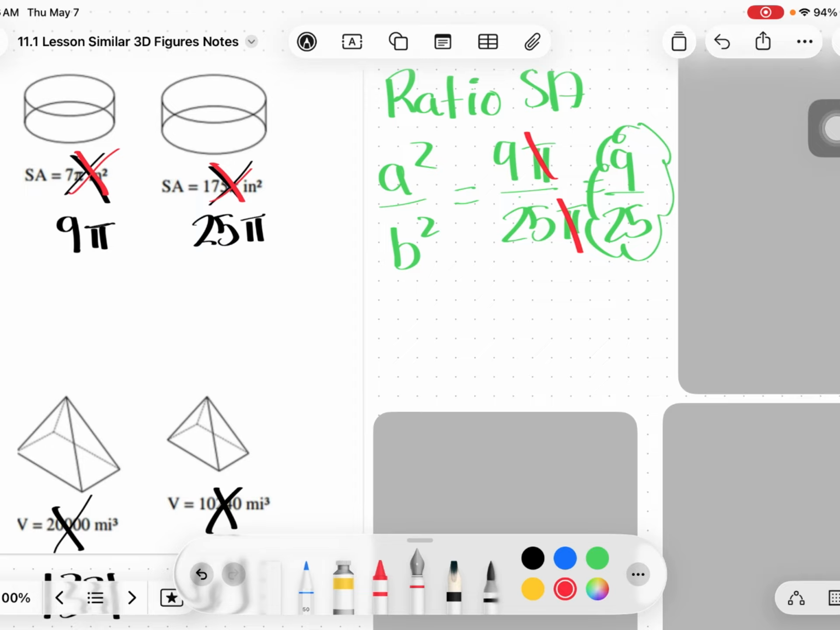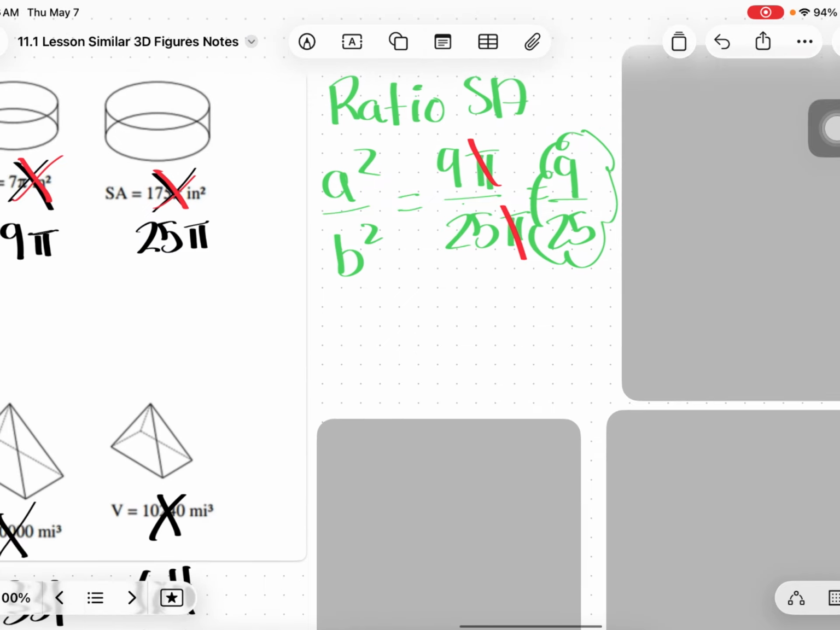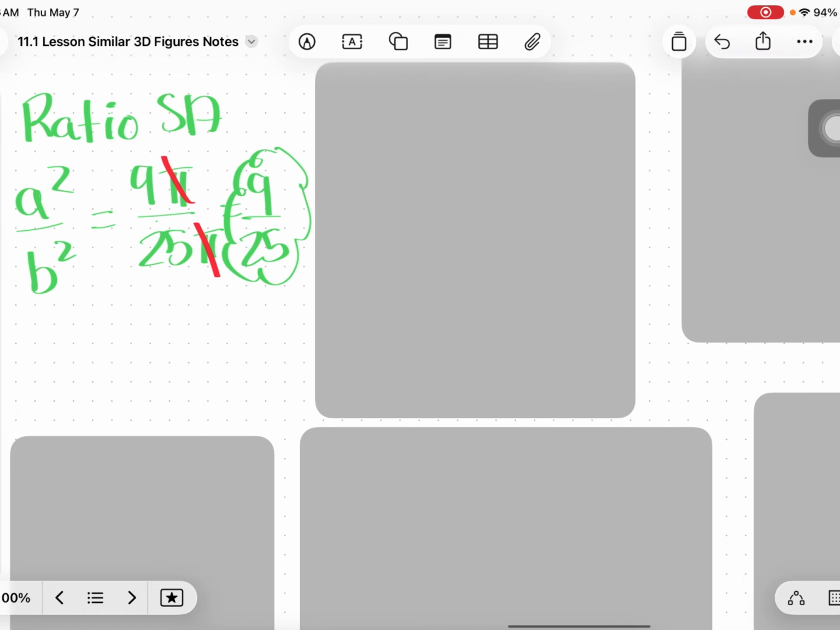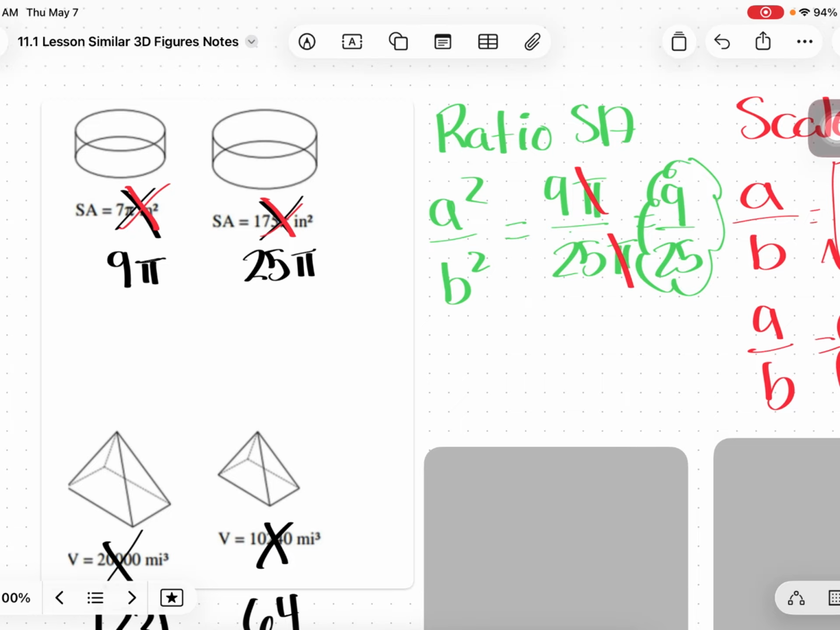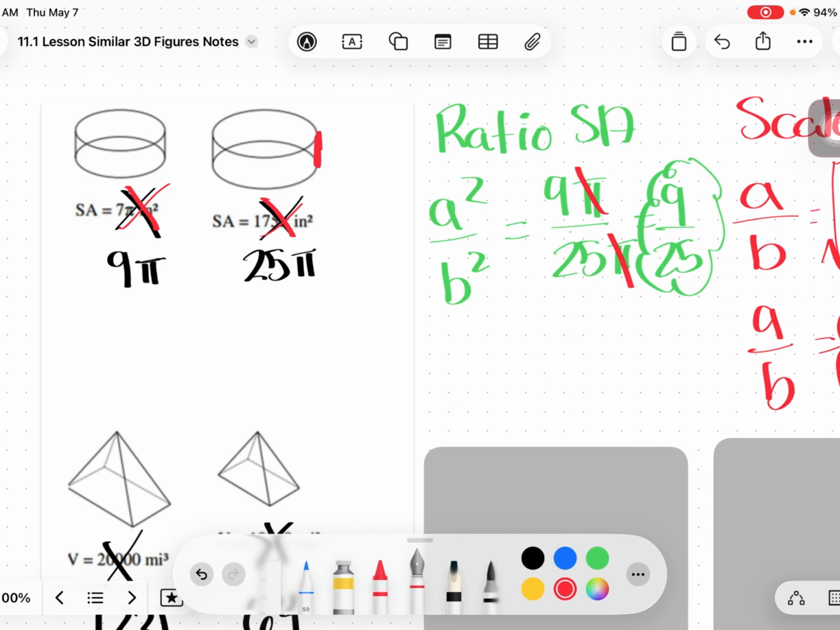So now we have a squared and b squared, not to be confused with the Pythagorean theorem. The way that we got rid of a square when we were dealing with problems with the Pythagorean theorem is that we would square root. And so if we want to find a and b, we can take that 9/25 and square root it, and it will give us the scale factor, so the ratio of dimensions. In cylinders, we will have heights and we will have radii. And so those are dimensions that should be in a scale factor.